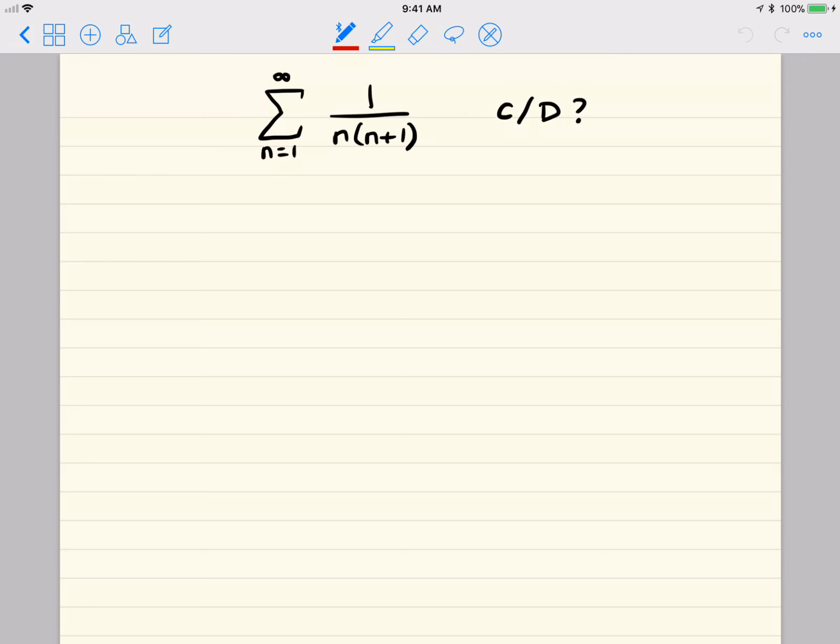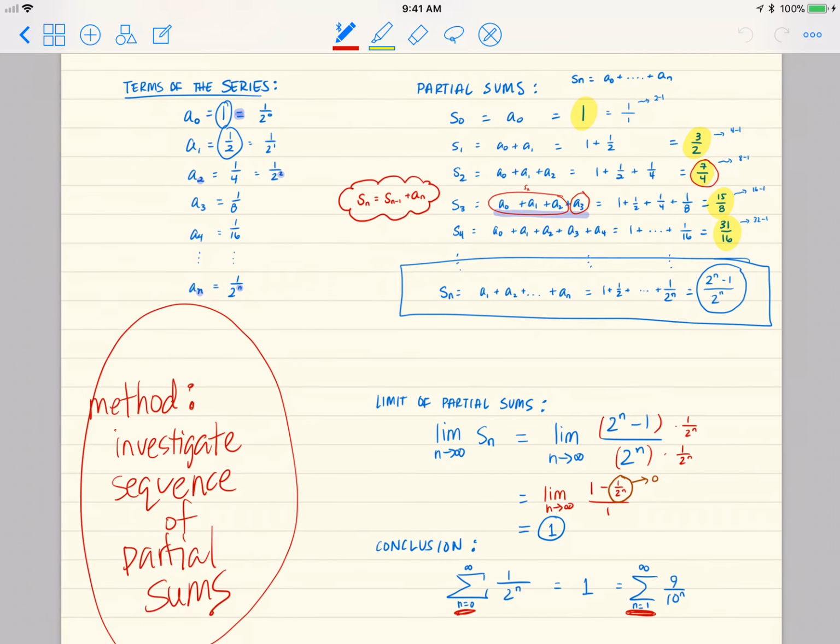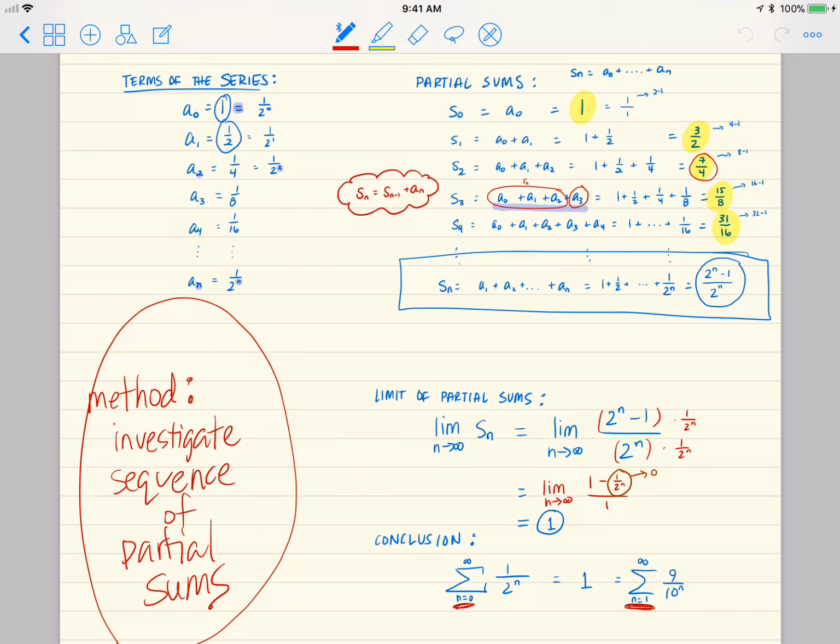Sometimes, however, as we'll see with this example right here, you'll have a telescoping series, and here you have to look at the sequence of partial sums in order to determine if it converges or if it diverges and what that limit is. So sometimes you can't help it. You've got to use the method of investigating the sequence of partial sums. When you can, though, you want to use a convergence test. So we'll learn about all of that in the upcoming weeks.